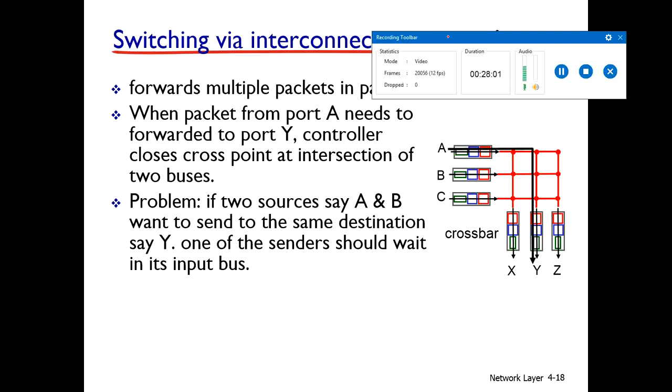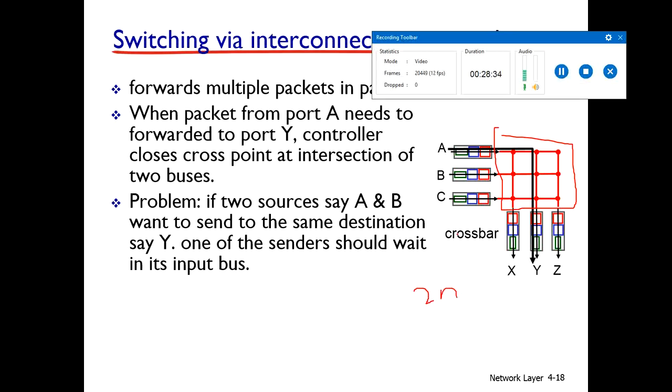So what is a crossbar switch? If you see over here, this is a crossbar switch. A crossbar switch is an interconnection network consisting of 2N buses that connect N input ports to N output ports. So in this case, the number of input ports is the same as the number of output ports, but the number of buses is 2 times N.